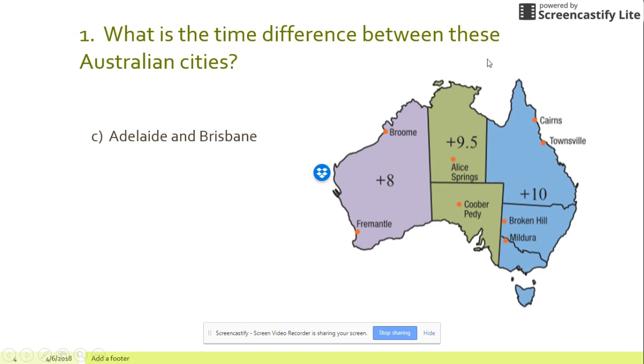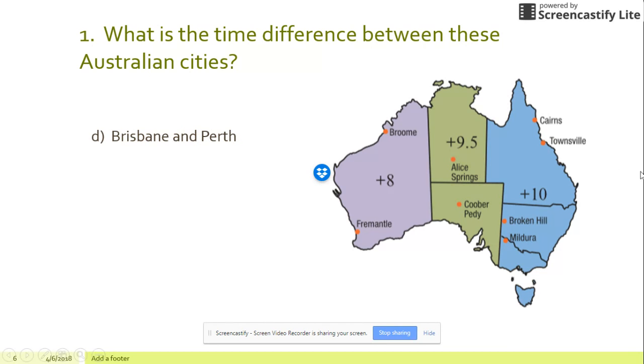Adelaide and Brisbane. Okay, so Brisbane we know is over here. Adelaide is over here. So Adelaide is 9.5, Brisbane is 10. So again, half an hour. Right, Hobart, which is over here in Tassie, and Sydney, which is over here, same time zone. So therefore, same time. So 0. There's no time difference.